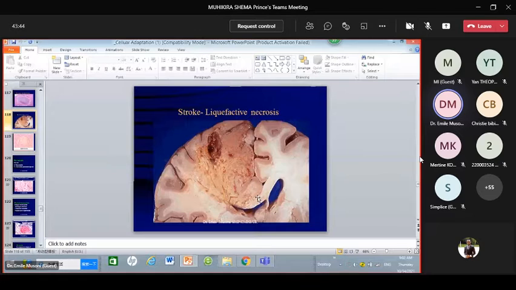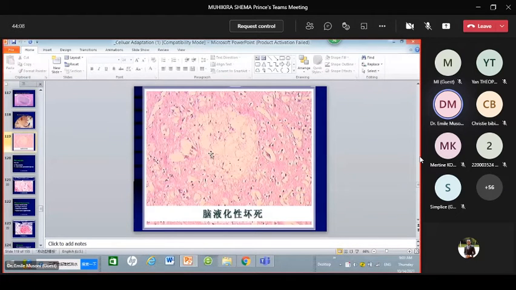A stroke in the brain is also a type of liquefactive necrosis. You will see it in your neurology course. Stroke can be hemorrhagic or ischemic. This one is hemorrhagic, where there is destruction of some blood vessels in the brain. This is an image of the stroke. Here you see the swelling of the neuron.